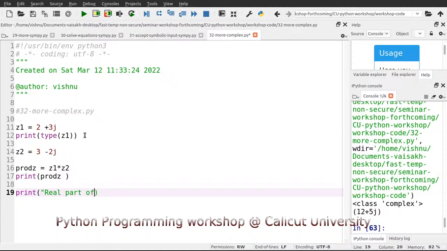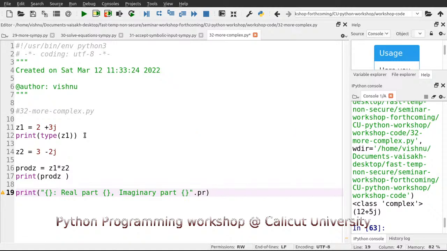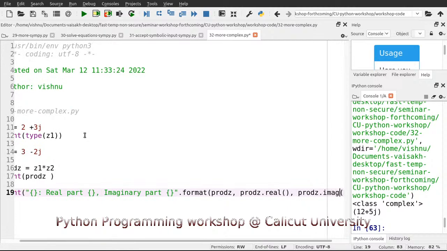After that, trying to see the real part, imaginary part. Real part is this, imaginary part is this. So finding the real part of the product is that. Oh, we need the format, z dot real, and dot imaginary.